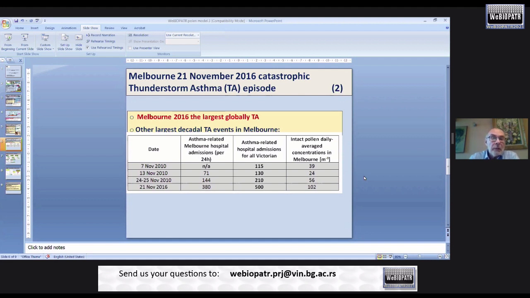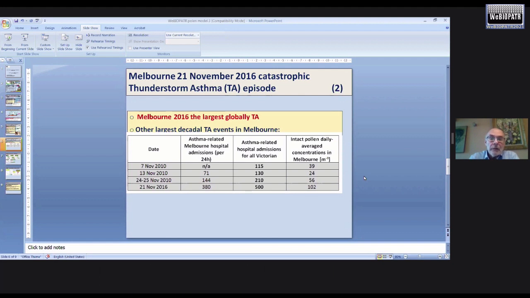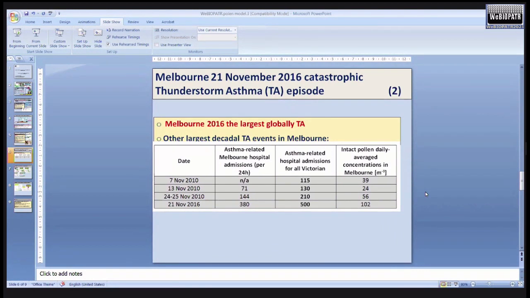Three times in 2010, as you can see in the table, cases of thunderstorm asthma were identified, and the largest one in 2016. So it's very delicate to develop a system that is sufficiently accurate not to produce frequent false alarms. These are rare events, but when they happen, they really make a lot of problems for the community.